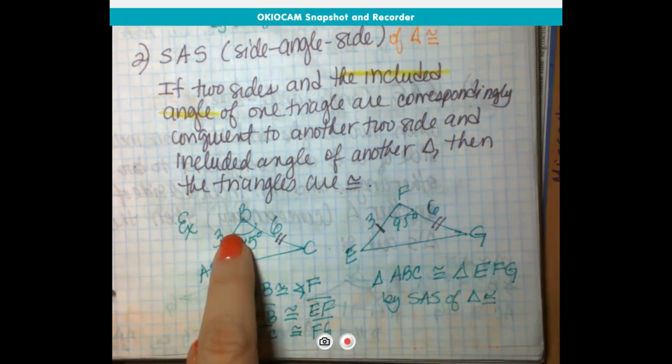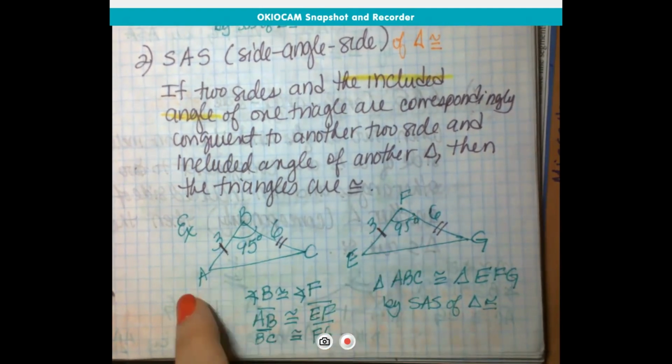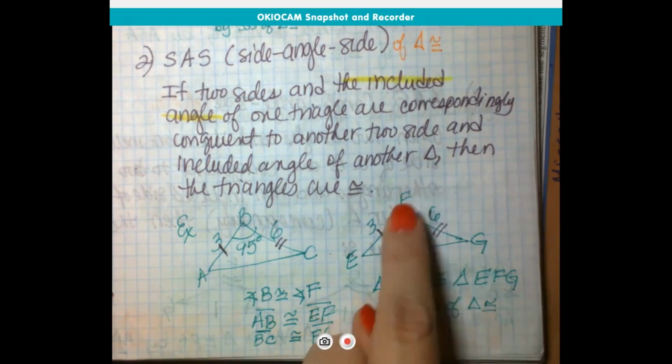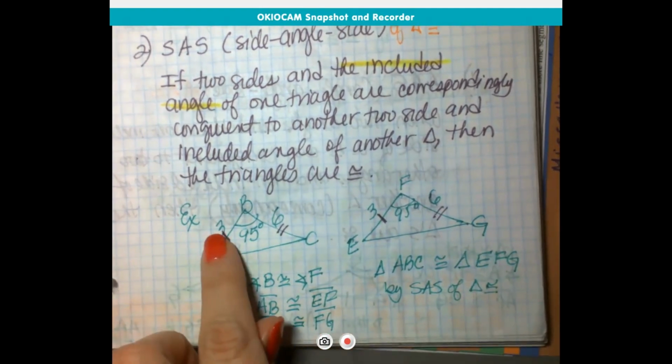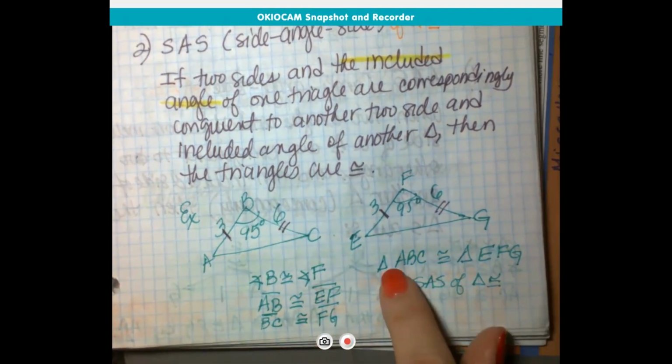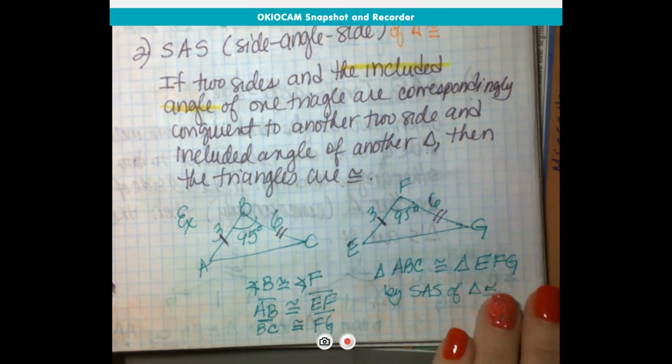So here it's saying that angle B is congruent to angle F, that AB is congruent to EF, and that BC is congruent to FG. So we have a side, an angle, and a side. Then we're going to say that the triangles are congruent by side angle side triangle congruency.